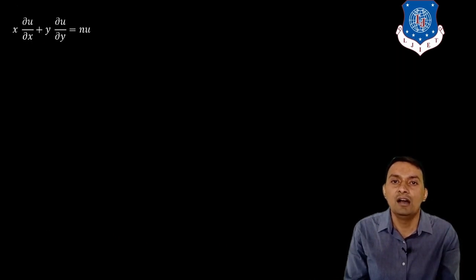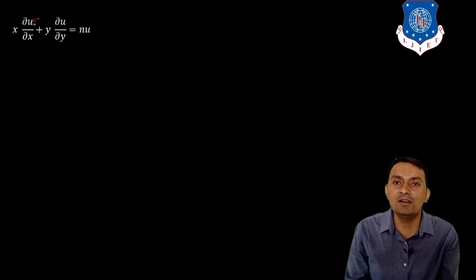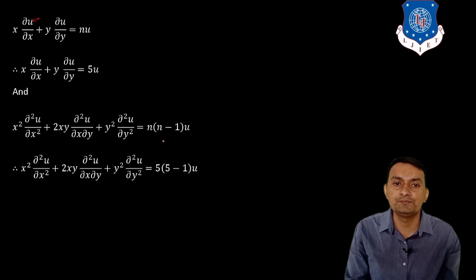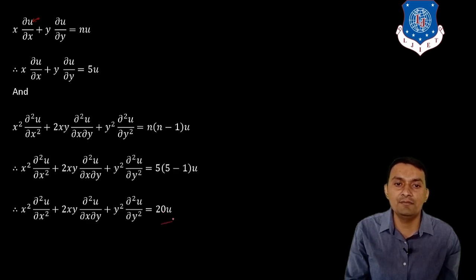Therefore by Euler's theorem, we get x into del u by del x plus y into del u by del y is equal to n times u. We always keep in mind that it must be homogeneous, because when we look at Euler's modified theorem, it will be a little bit different. That's why I'm reminding you of this. But n is nothing but 5. This is the second order: x square into del square u by del x square plus 2xy del square u by del x del y plus y square into del square u by del y square is equal to n into n minus 1 u. But n is equal to 5, and when you simplify, you will get this.